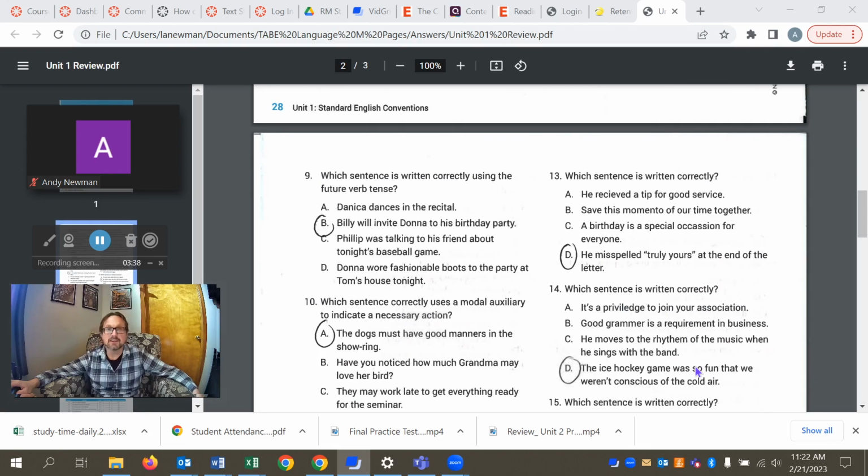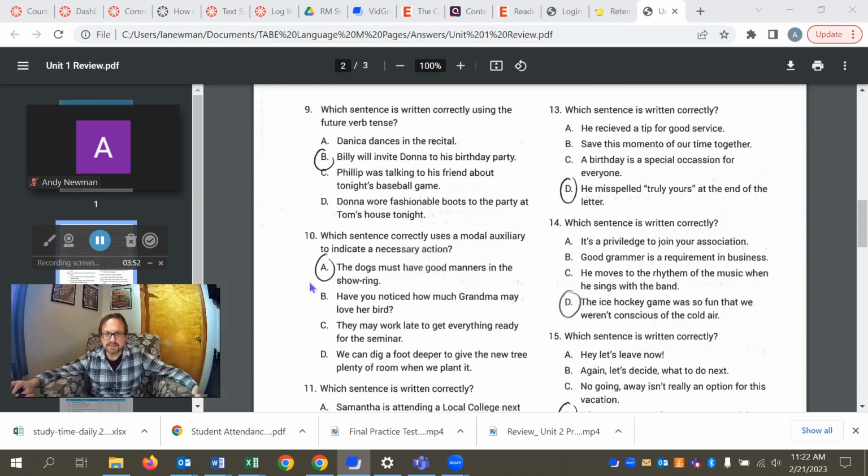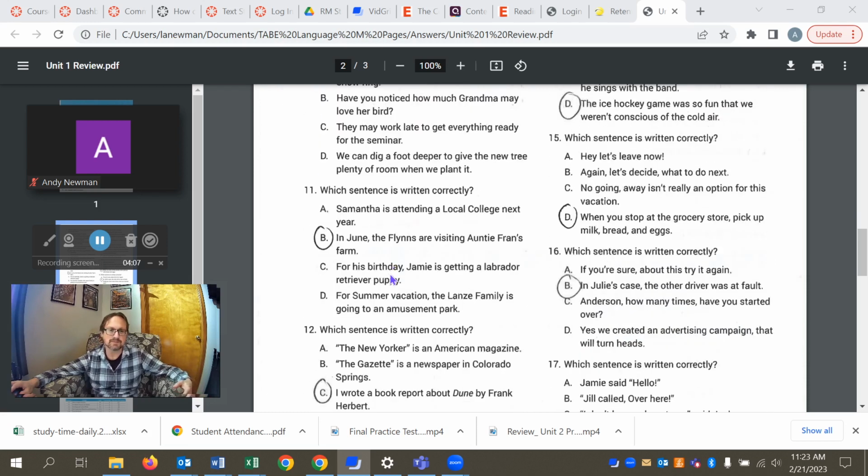Okay, number 9, we're switching over to talking about verb tenses, and our answer for number 9 is B. We need future tense here. Billy will invite Donna to his birthday party, which is coming up at some point in the future. Number 10, we're looking at modal auxiliaries, and so A, the dogs must have good manners in the show ring. And must is the modal auxiliary that shows obligation, that there's no choice, it must be this way.